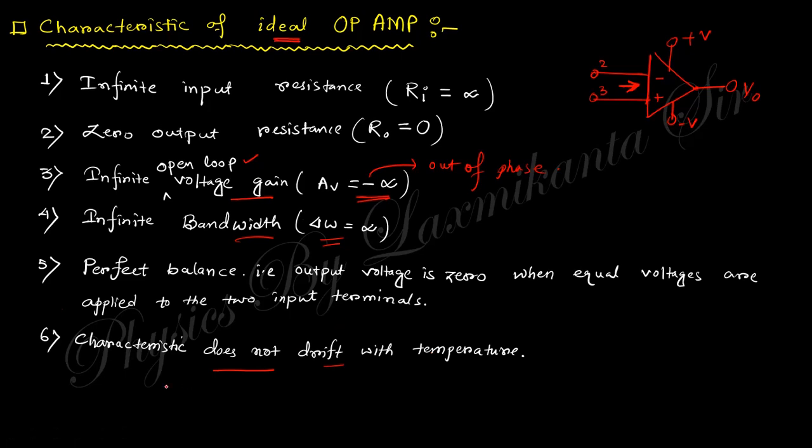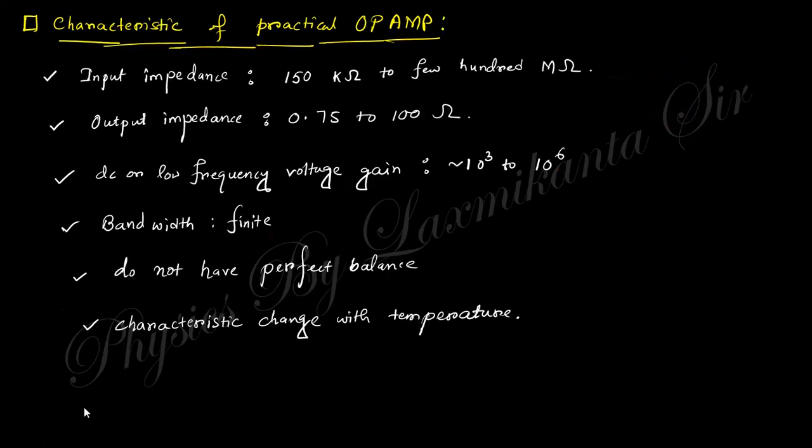This is all about the ideal, but in practical op-amps the input impedance is 150 kilo ohm to a few hundred mega ohm. Output impedance is 0.57 to 100, and the voltage gain will be in that range, and the bandwidth will be finite, and it is not perfectly balanced, and characteristics change with temperature. So this is the actual or practical op-amp characteristics.